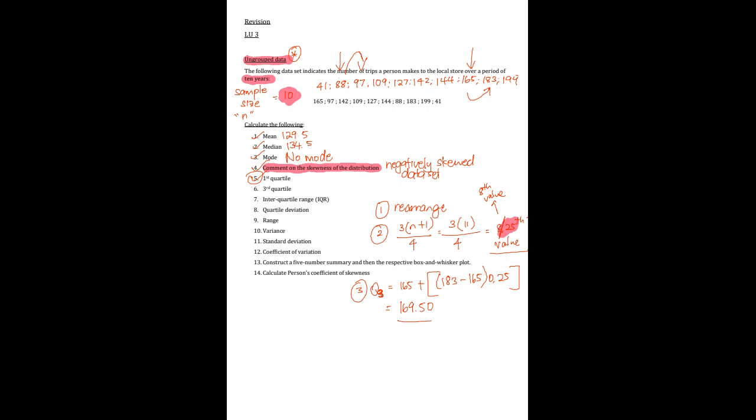So remember, the position is telling you, look at the 8th value in the data set. It was the 165. Once you have that, you will add to that the difference between the number after it, which is 183, minus that same 165, and times the decimal that remained from the position. So that gave you 169.5.